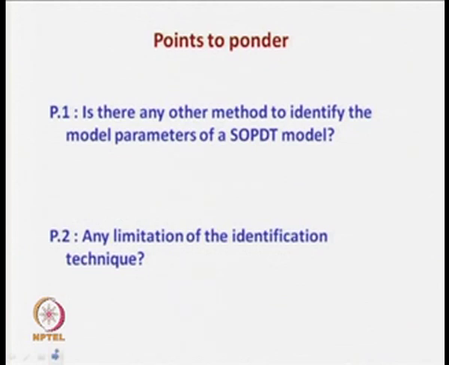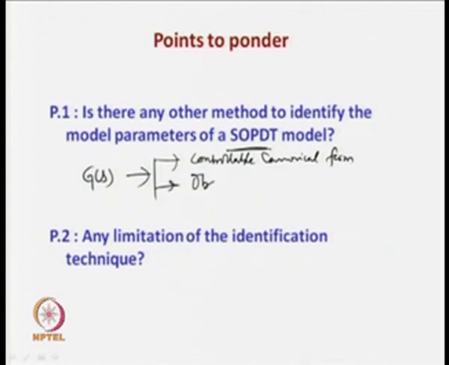Any question we have? Yes. Is there any other method to identify the model parameters of second order plus dead time model? Yes. One can go for other techniques as well. As I said, the transfer function model can be expressed in different forms: controllable canonical form, observable canonical form, and diagonal form. We have considered in our analysis the diagonal form only. If you employ the controllable canonical form or observable canonical form, you will definitely get the same expressions, but the analysis technique will be different. So, there are many methods to identify the model parameters of second order plus dead time transfer function model.